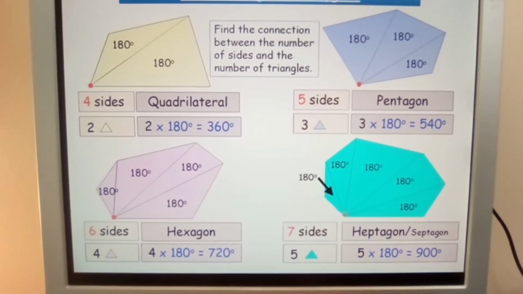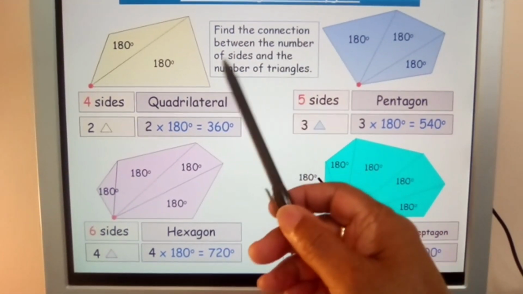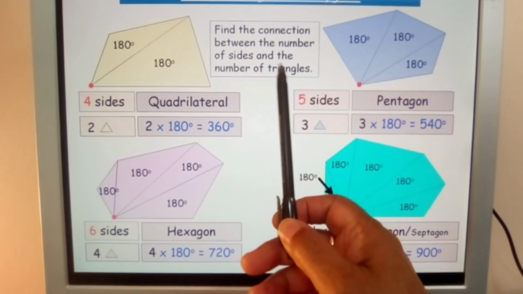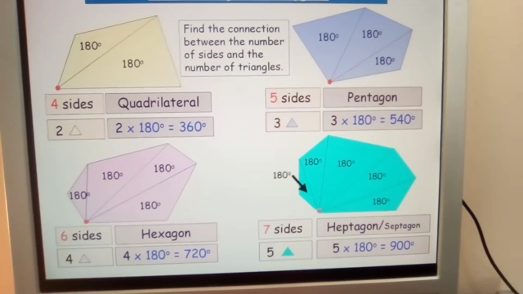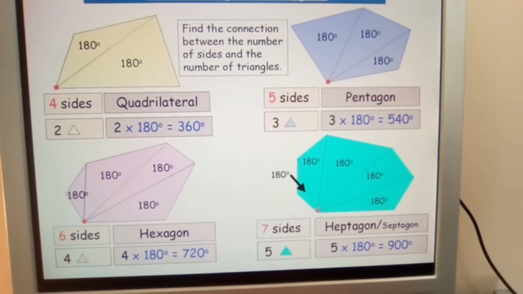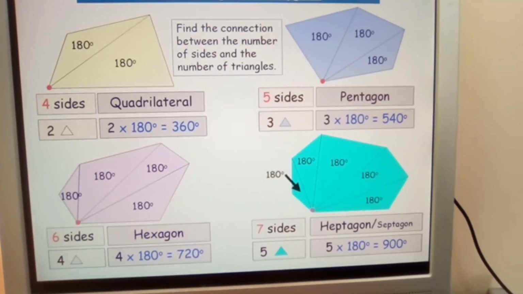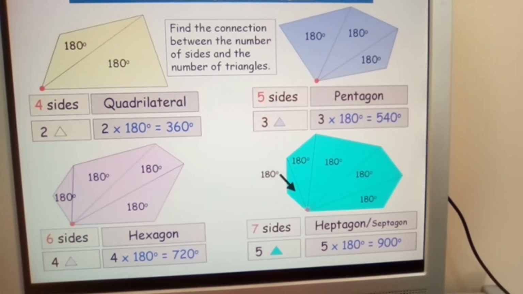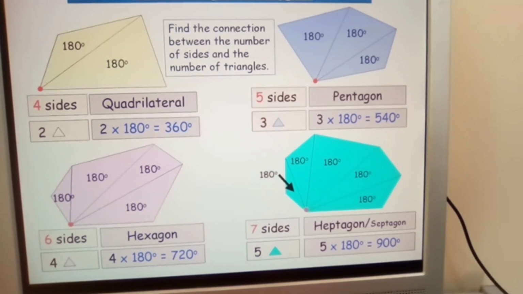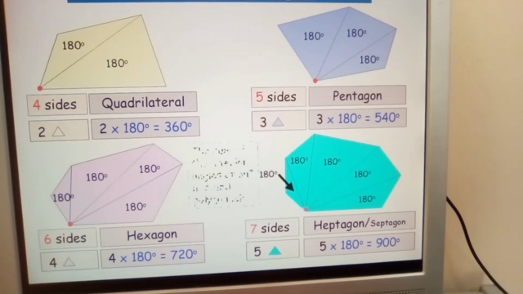Now here we're looking at finding the connection between the number of sides and the number of triangles. There is a formula here. I hope they've given it to me.